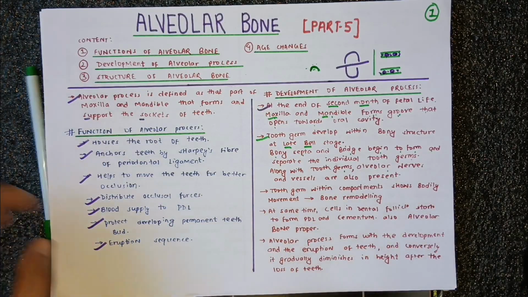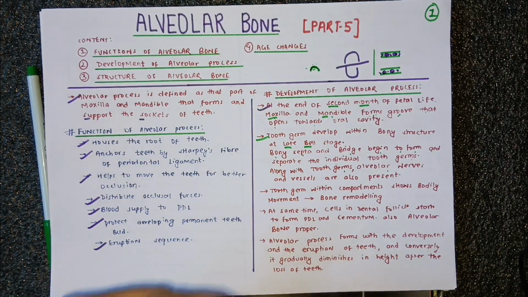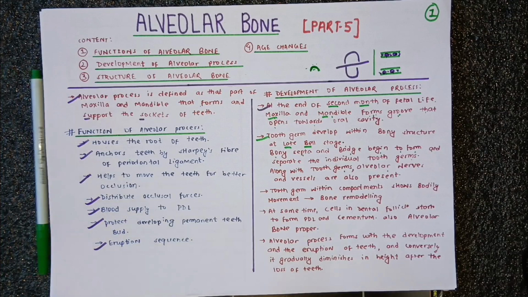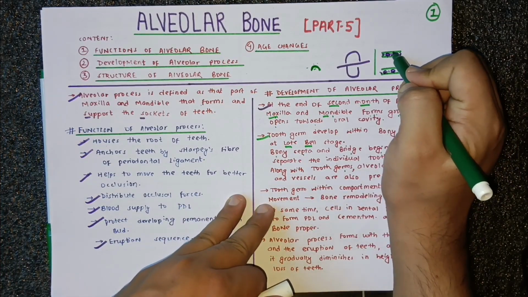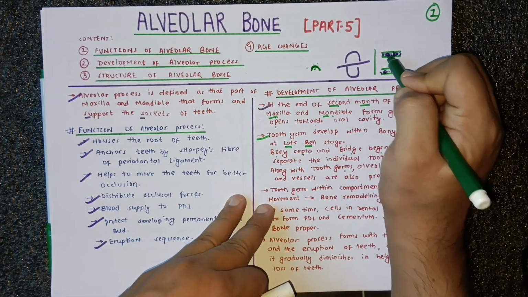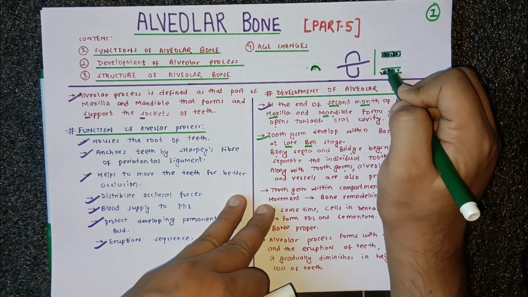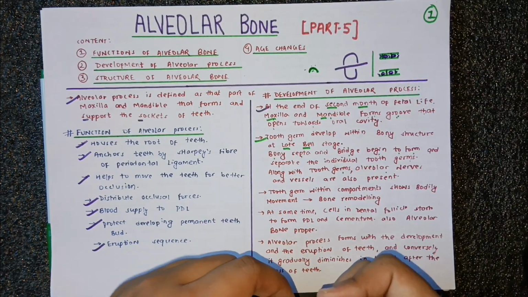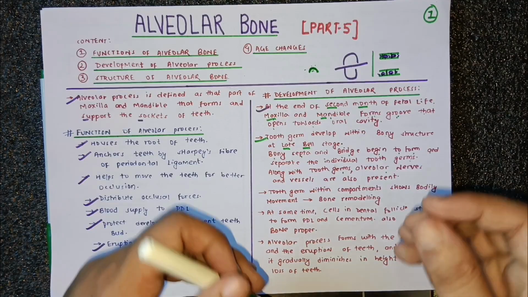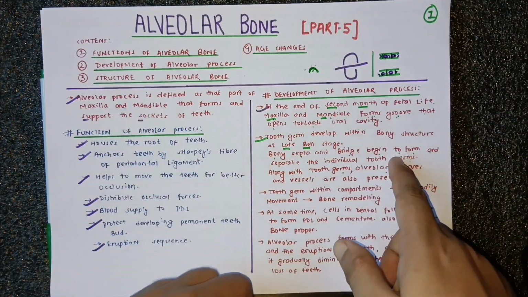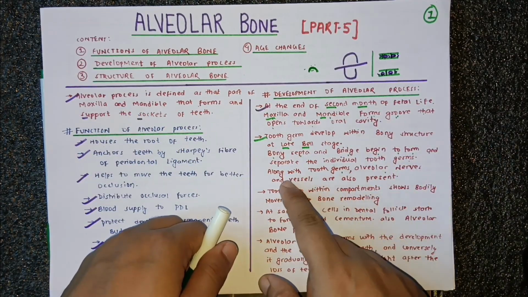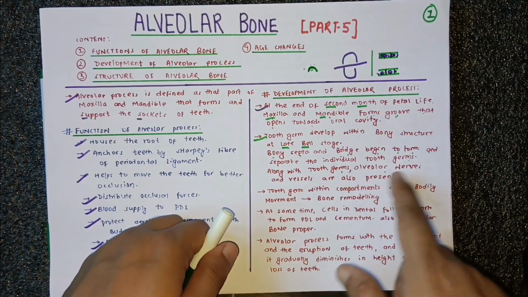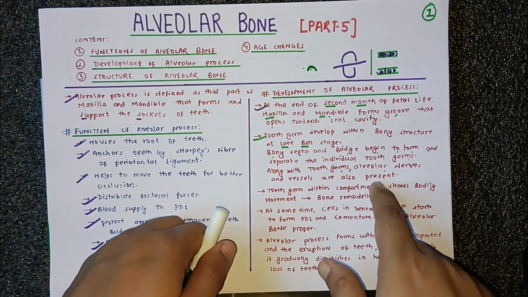So those are the tooth germs, okay, and between those tooth germs, I'll show you with another pin, a septa develops. So in between we can see the septa develop. There is a developing of the bony septa and bridges, which is separating one tooth germ from another tooth germ, okay. And along with the tooth germ, there are alveolar nerves and vessels present there, okay.